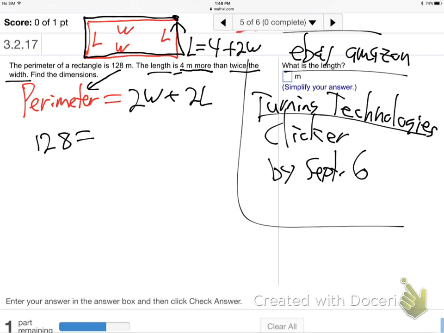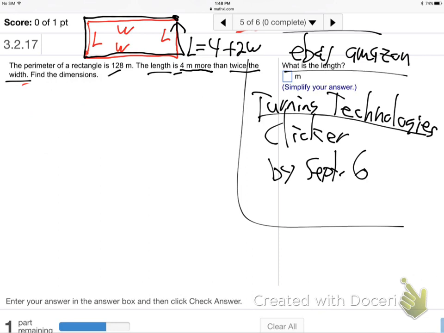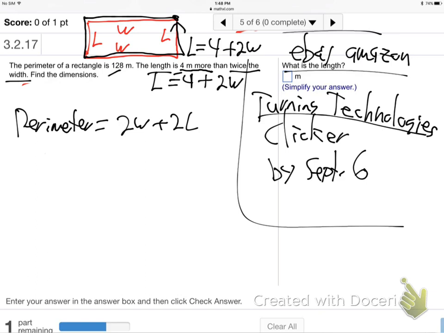Is that okay? Is everybody seeing what I'm saying there? Let me bring a little room down. So perimeter is 2 widths plus 2 lengths. See right here? L is 4 more added to twice width. See how that says that? Just really straight ahead. Nothing fancy there. Length equals 4 added to twice width.